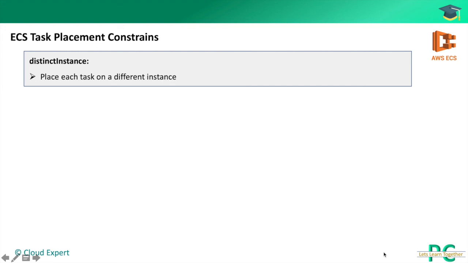The first one is distinct instance. Under this constraint, ECS will place each task on a different container instance. This placement constraint can be specified when either running a task or creating a new service.